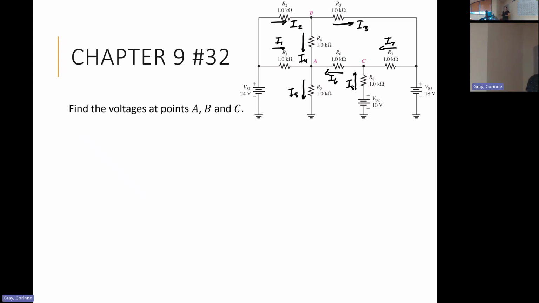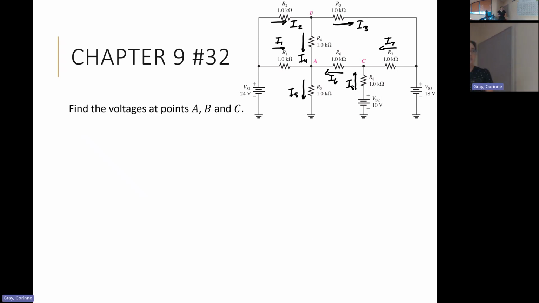Now that we've done this, we have two different ways we can approach it. We can write out the current law first, or we can write out each of the currents first. It doesn't really matter which way we do it.